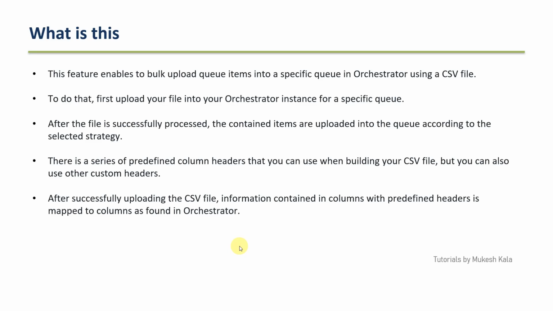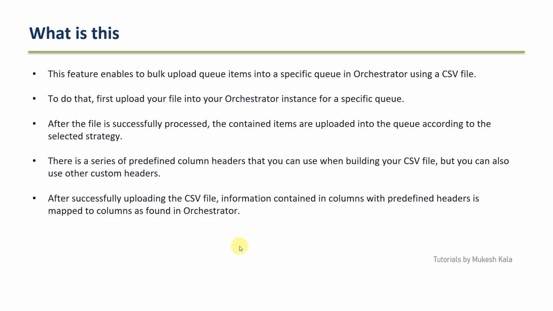But this approach is a bit different, where you do not necessarily have to have a dispatcher process. You can add the data to the queue directly with the help of a CSV file, right? When I say CSV, it's a comma separated file and the output is always a data table. That is why it is called bulk upload of queue items.